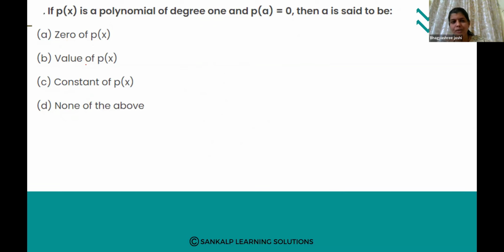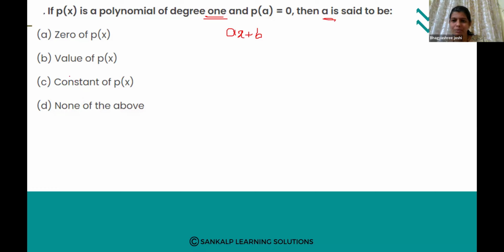If p of x is a polynomial of degree 1 and p of a equal to 0, then a is said to be, yes, my dear children, a is said to be, observe carefully, think about this a little. P of x is a polynomial of degree 1. Okay, degree 1 is there. P of a equal to 0. If degree 1 means it is a linear polynomial, right? Linear polynomial is in the form of ax plus b, right? P of a equal to 0. Then a is said to be whether it is zero of p of x, value of p of x, constant of p of x, none of the above.